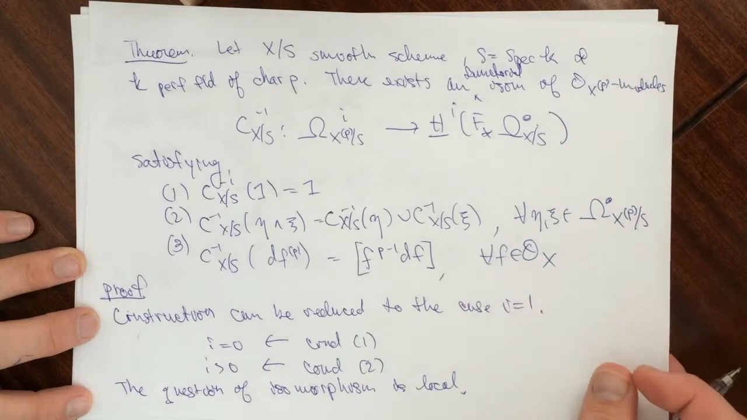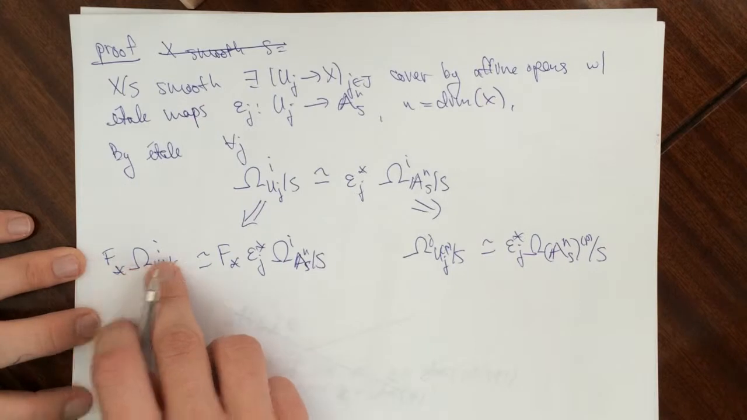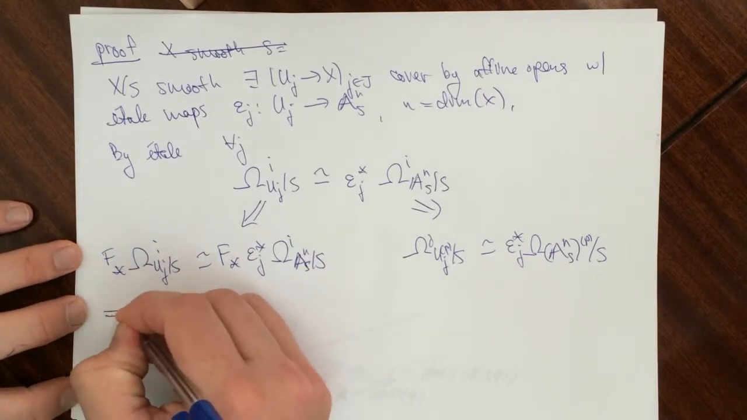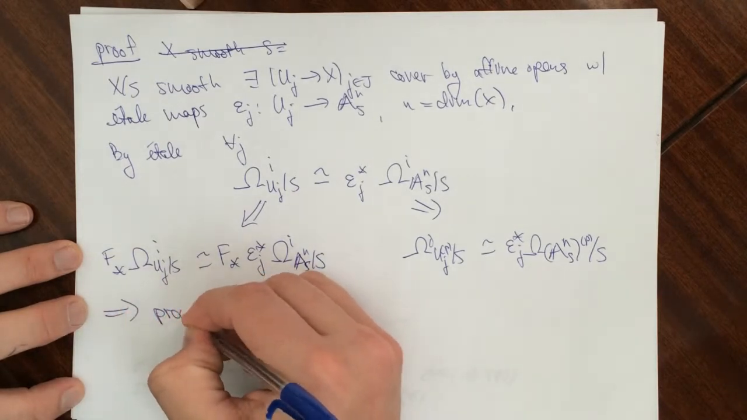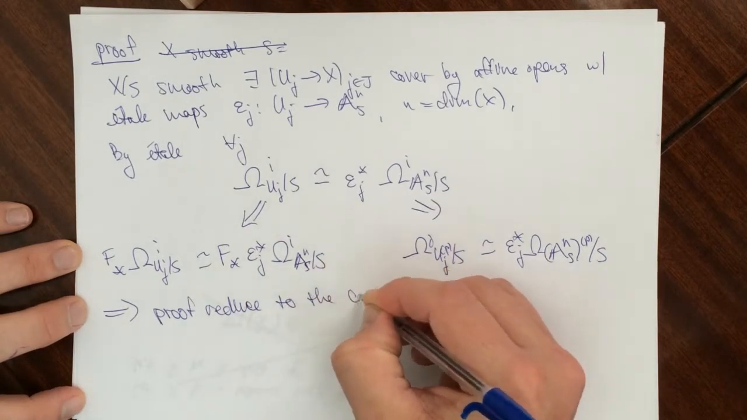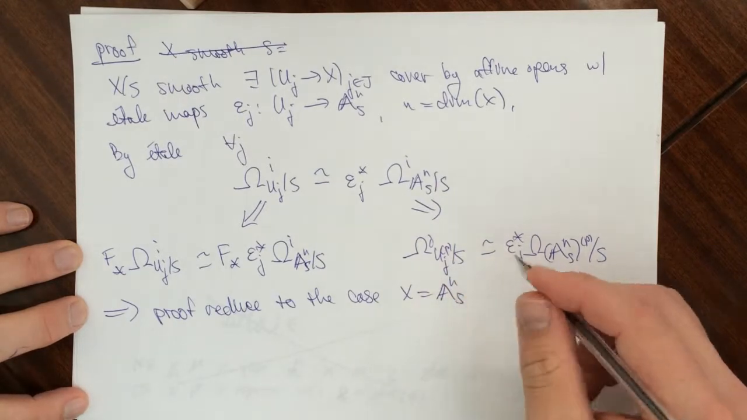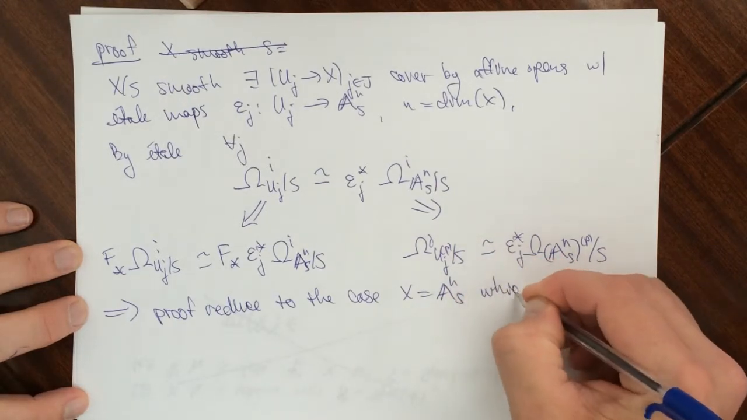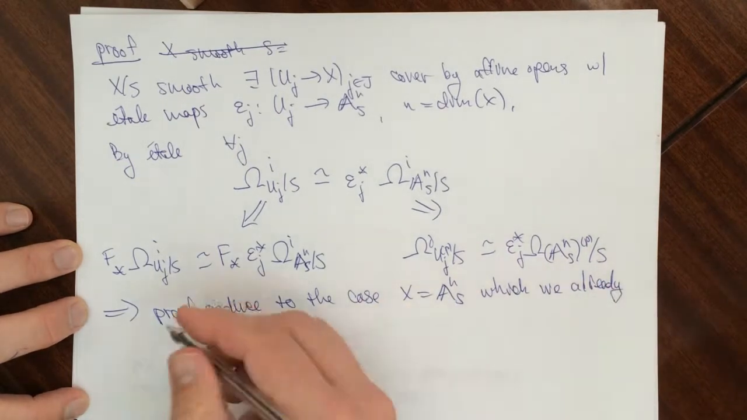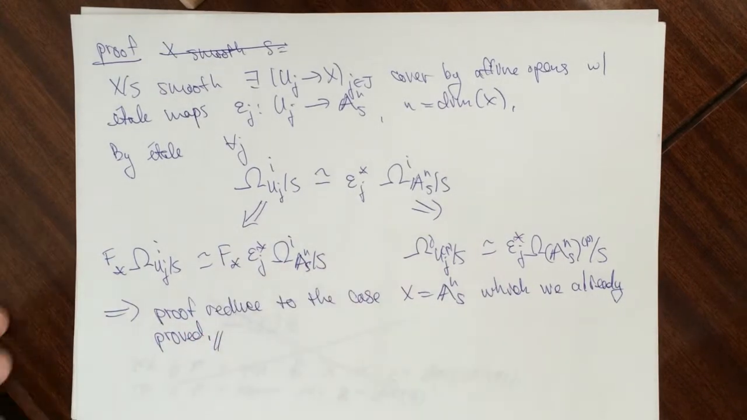It's functorial because this definition here respects ring homomorphisms. So this allows us to reduce the whole proof to affine space. So this implies the proof reduces to the case of affine space over S, which we already proved. Okay, and that's that.